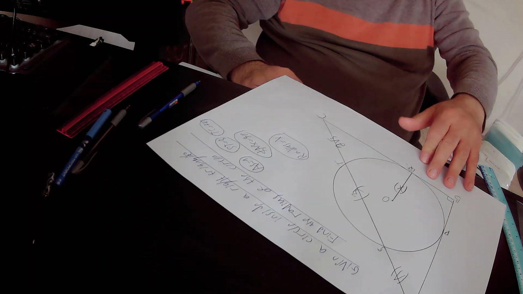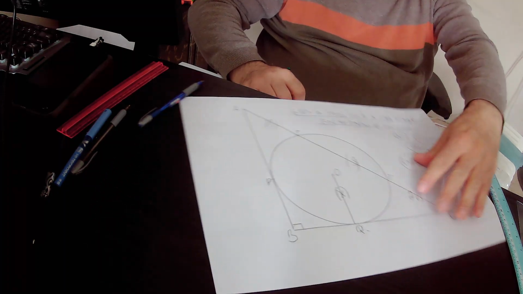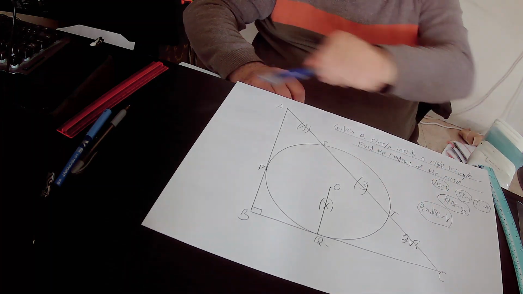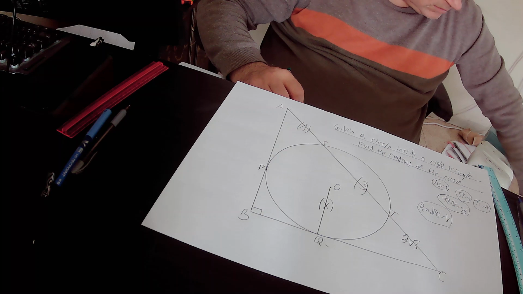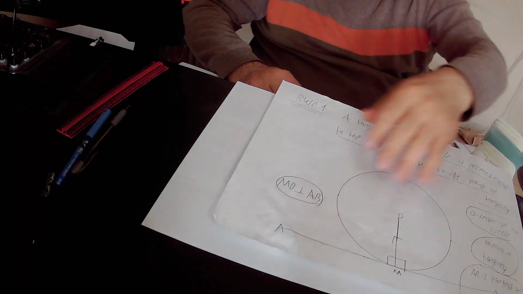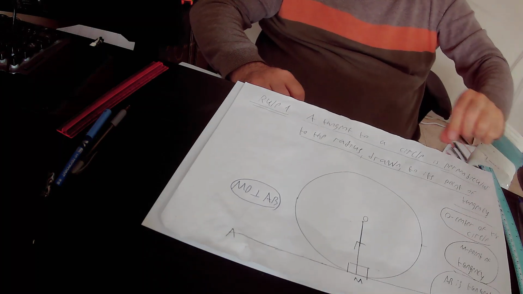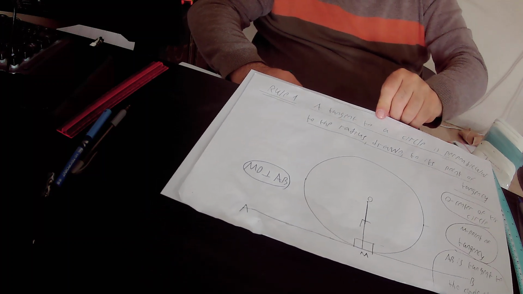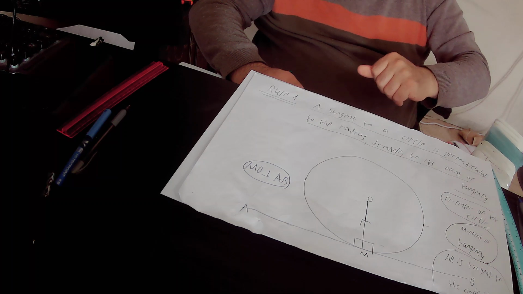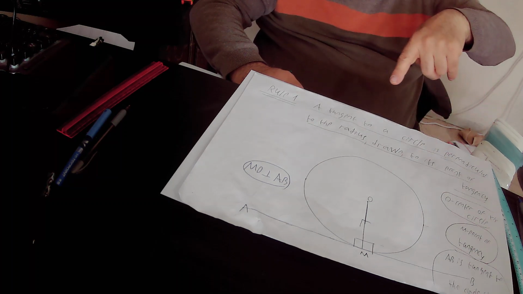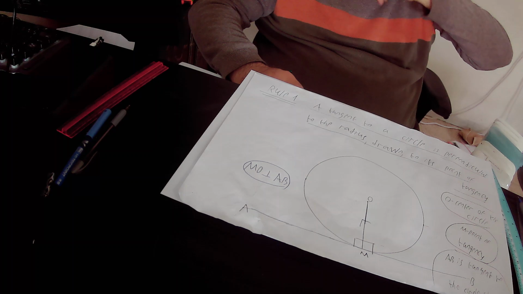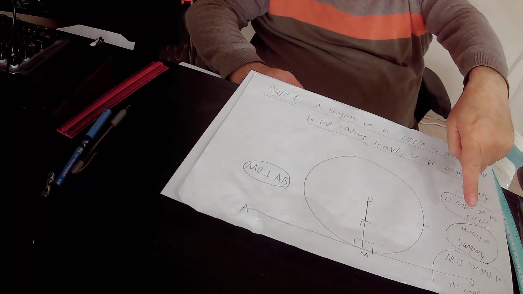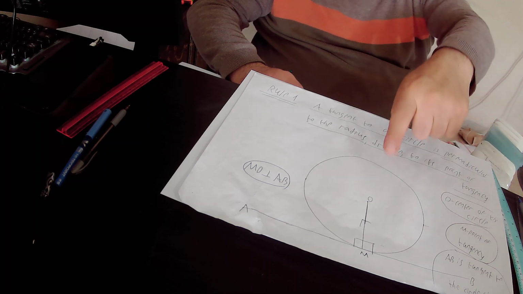We can implement here rule 1. According to rule 1, a tangent to a circle is perpendicular to the radius drawn to its point of tangency. So in the drawing we have a circle and we have tangent AB. This is tangent AB that is tangent to this circle at point M.